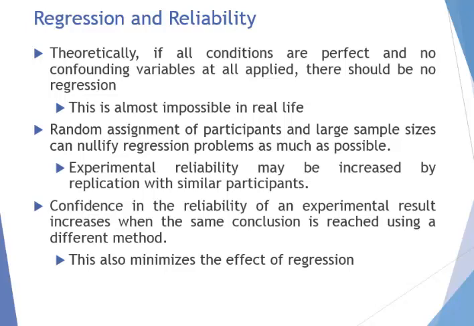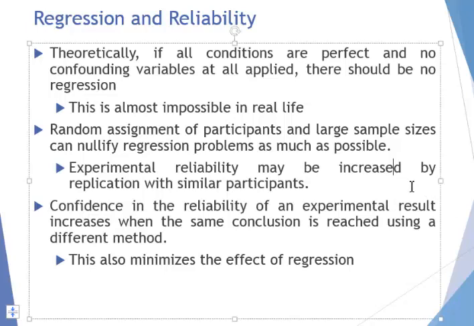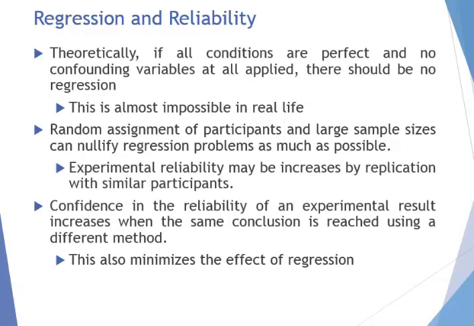Regression is the idea that flukes, things that are just based on random chance, won't happen a second time, or a third time, or a fourth time, or whatever it is. So that's why random assignment of participants with large sample sizes can nullify regression as much as possible, and experimental reliability increases with replication with similar participants, because the more you have, the more likely you are to eliminate this random chance and nullify the fact that people are going to have results that are far away from the mean.